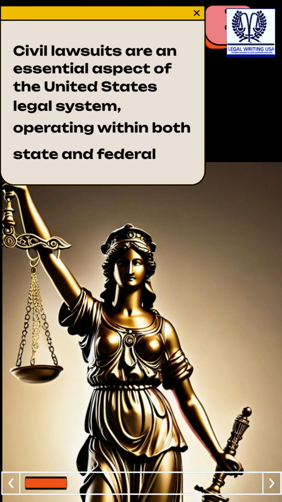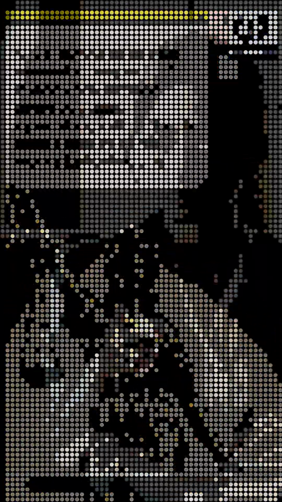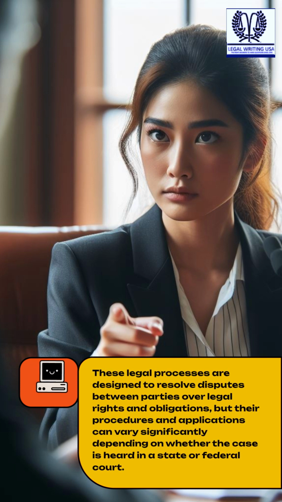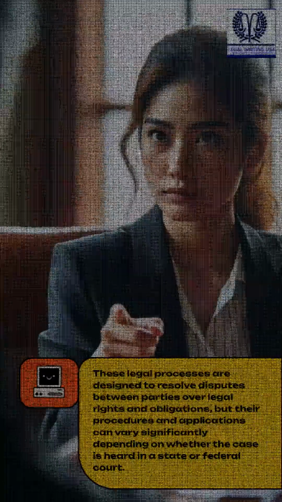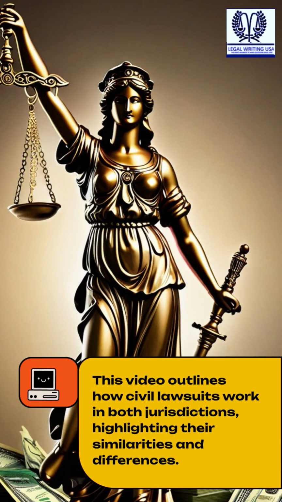Civil lawsuits are an essential aspect of the United States legal system, operating within both state and federal court jurisdictions. These legal processes are designed to resolve disputes between parties over legal rights and obligations, but their procedures and applications can vary significantly depending on whether the case is heard in a state or federal court. This video outlines how civil lawsuits work in both jurisdictions, highlighting their similarities and differences.